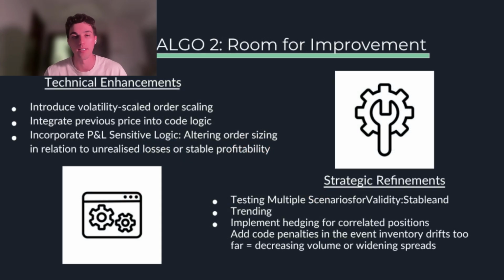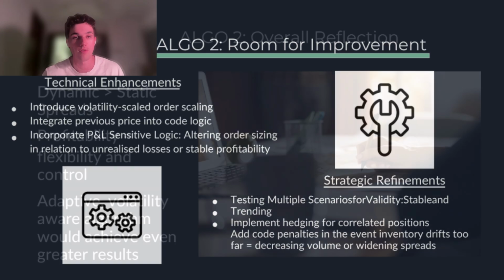Looking ahead, there are clear opportunities for refinement. Technically, we plan to introduce volatility-scaled order sizing, integrate previous price data into the code, and add profit and loss sensitive logic that adjusts orders in response to unrealized gains or losses. Strategically, the algorithm should be tested in both stable and trending markets, alongside including hedging for correlated assets, using penalty rules for large inventory drift, for example, automatically widening spreads or reducing volume when exposure grows.